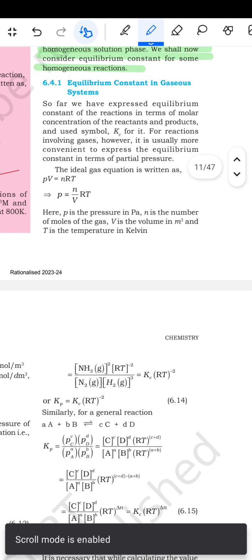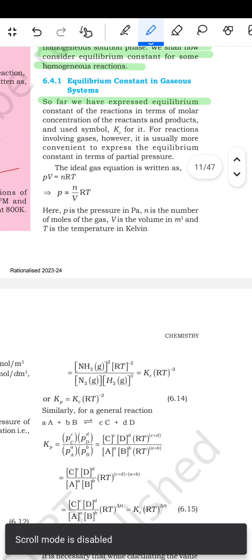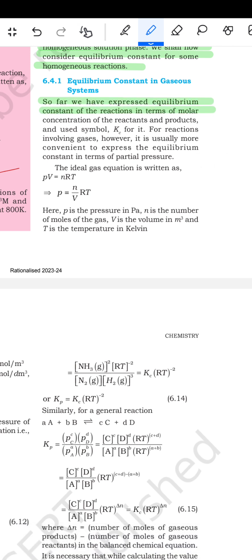The first is the equilibrium constant in the gaseous system. It says that so far we have expressed the equilibrium constant for the reaction in terms of the molar concentration of the reactants and the products and used the symbol Kc for it. For reactions involving the gas phase, however, it is usually more convenient to express the equilibrium constant in terms of the partial pressure.